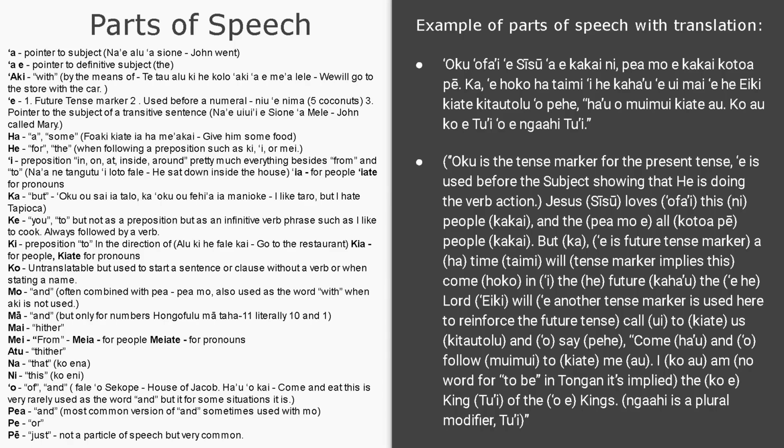We have mei, which means from, and literally just means from. This one doesn't have that many weird exceptions. It means from. Mei is for people. Meiate is for pronouns, just like the other two prepositions. We have na, which is that, and it's also said as 'eni. And then we have ni, which is this, which is 'eni.